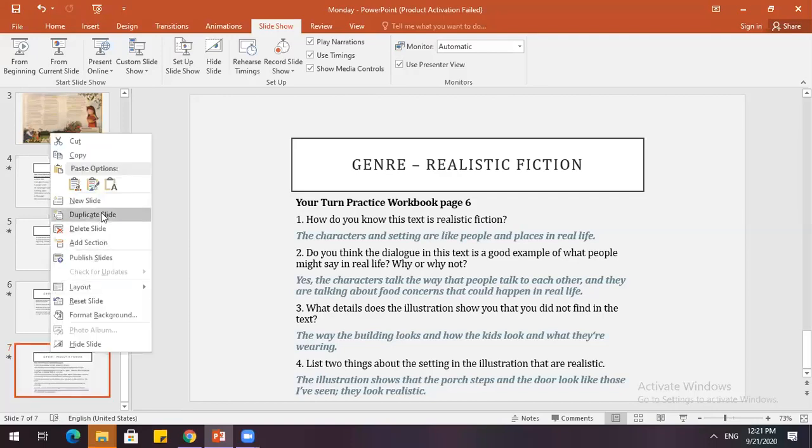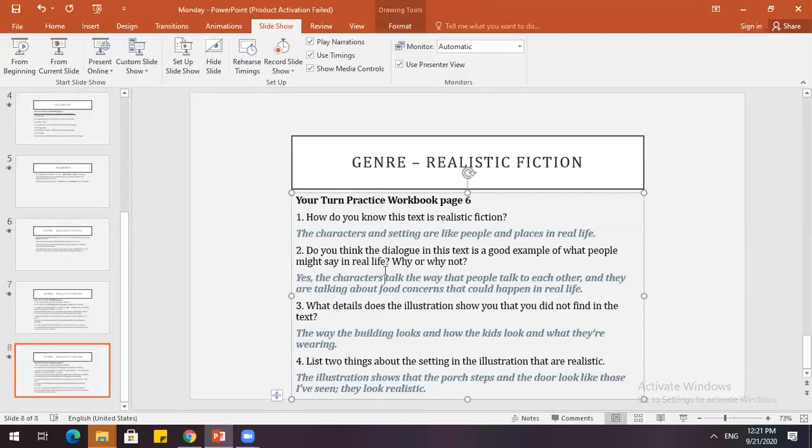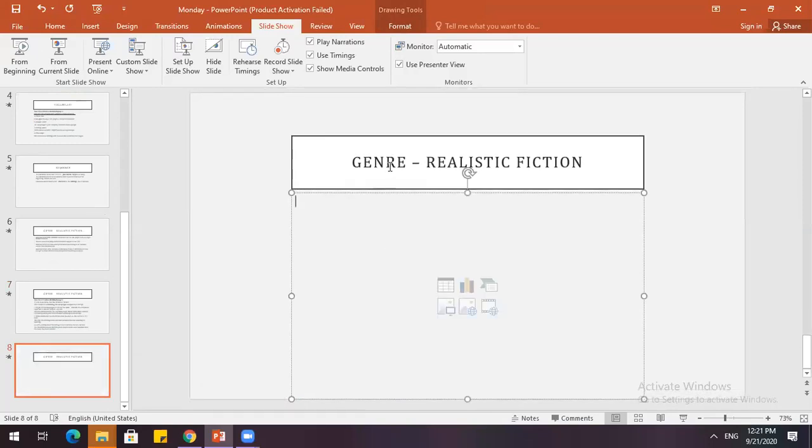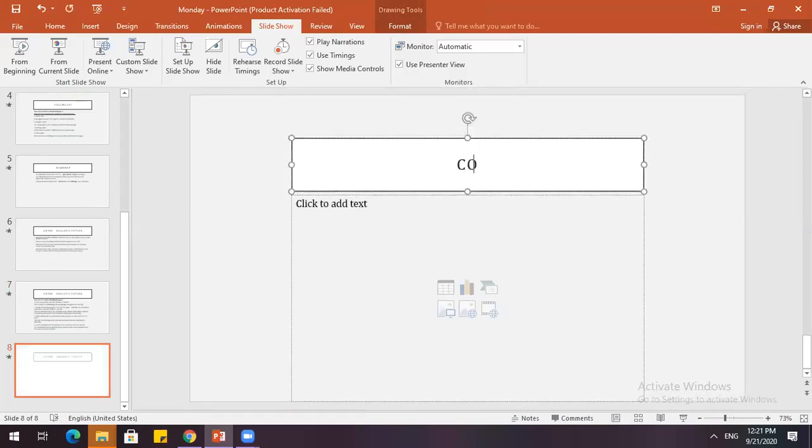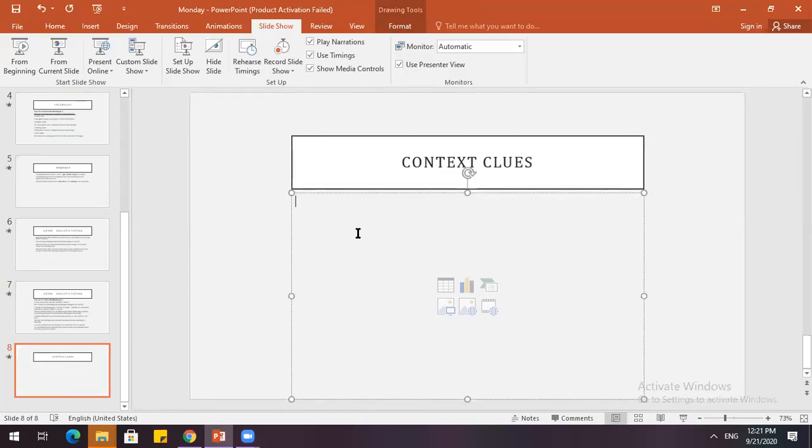So now we'll move on to something called context clues. What are context clues, guys? I'm sure you took these last year. Yes, Kinsey? It's when you know the meaning of the word based on the other words in the sentence.